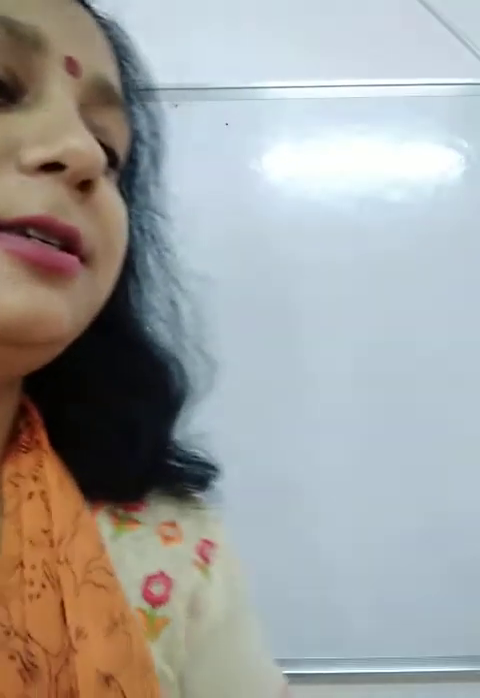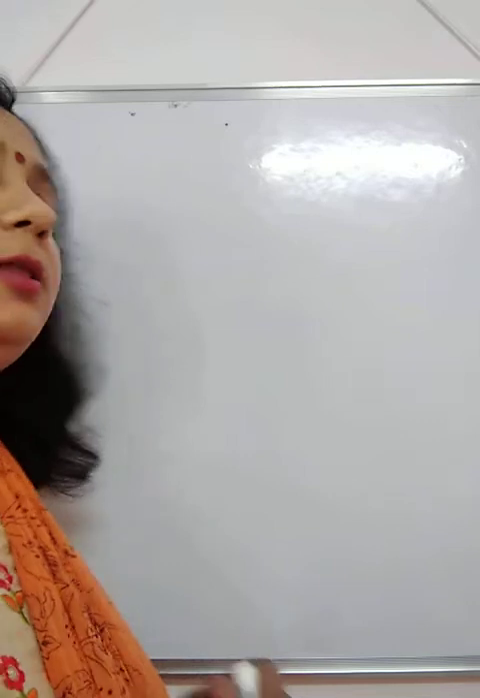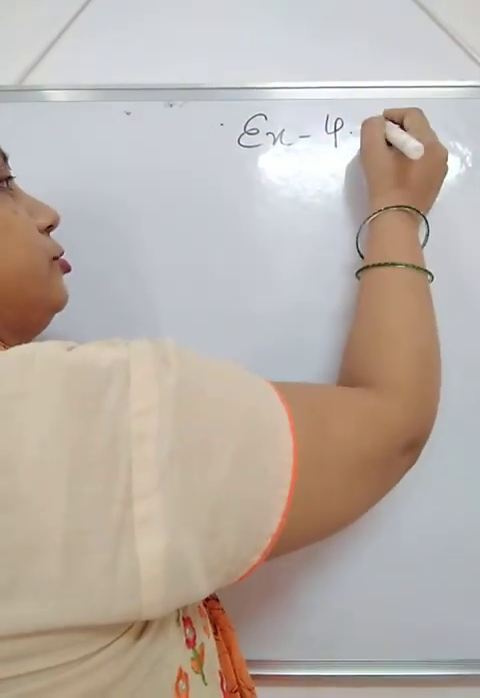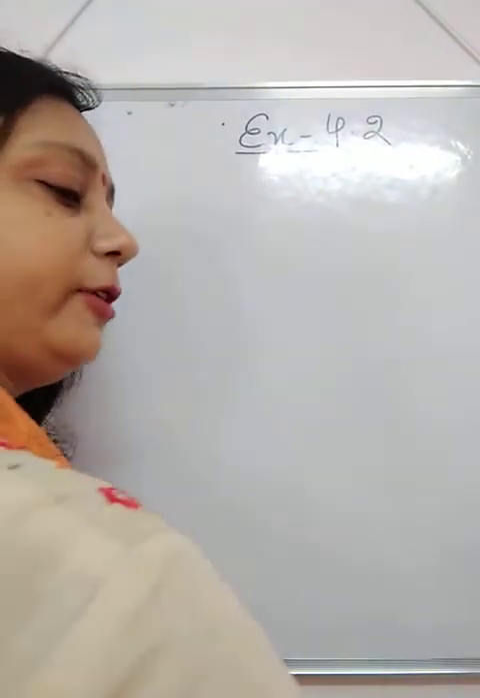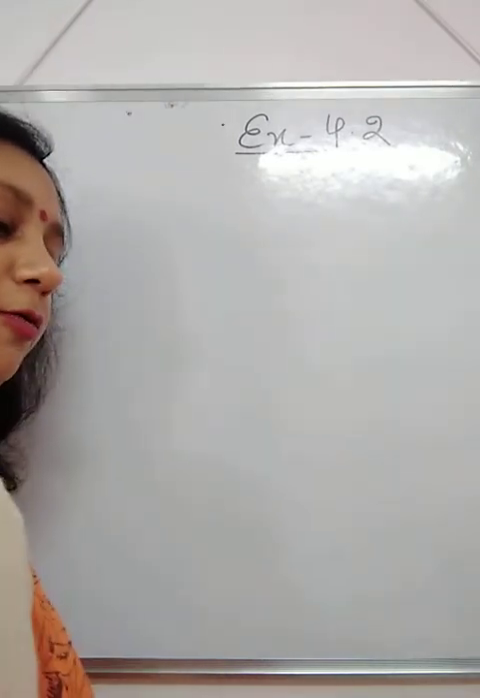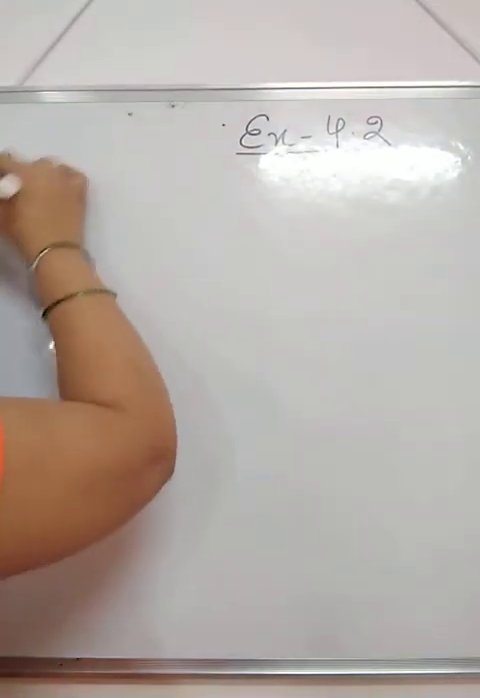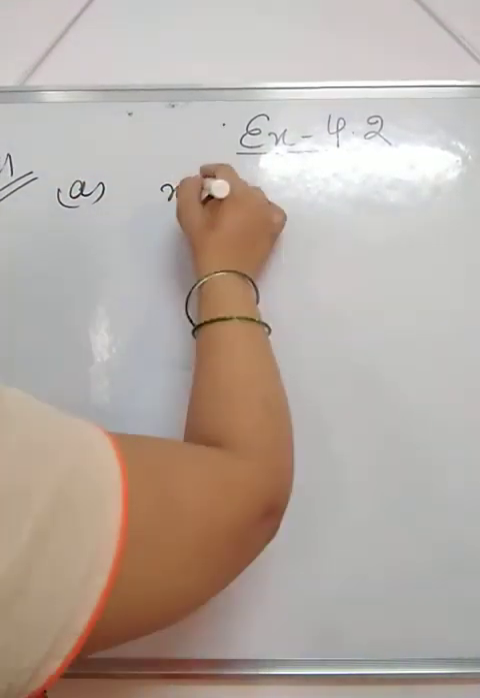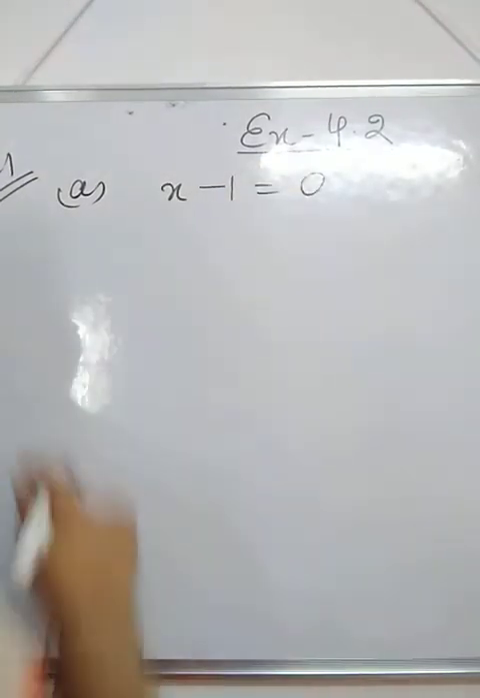Today we will discuss exercise 4.2. In this exercise we will learn how to solve the equation, or how to find the value of the variable from the equation. Okay. Now to find the value of the variable, first we have to separate the variable from the equation.